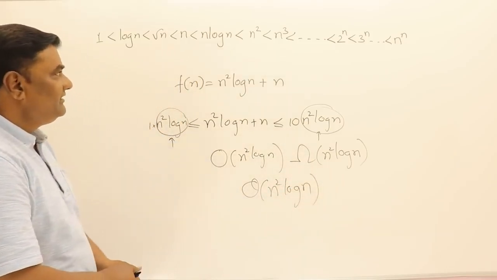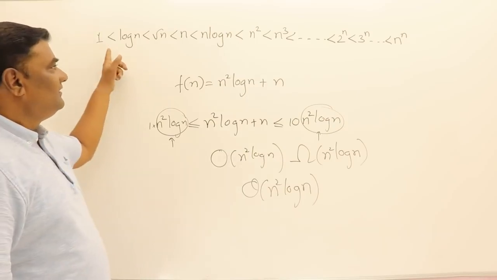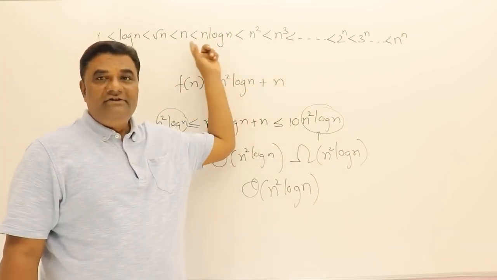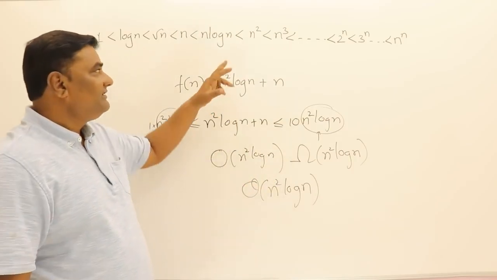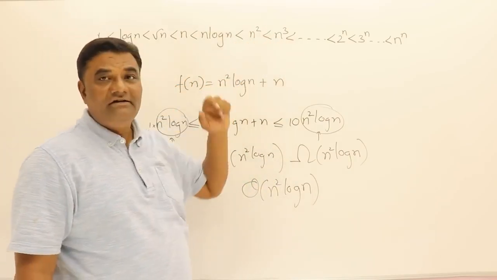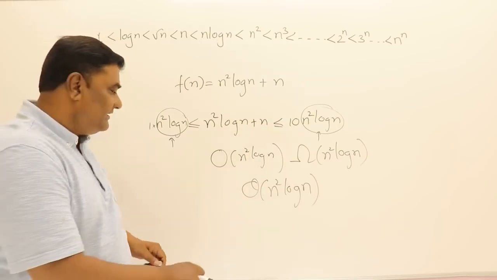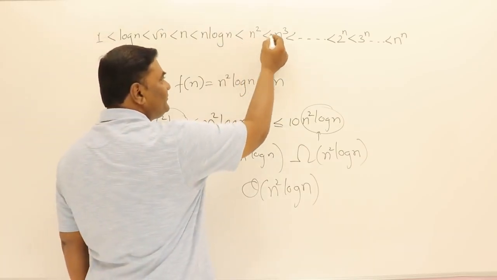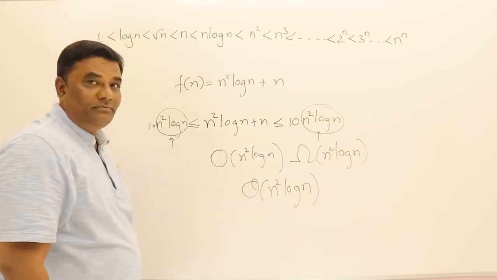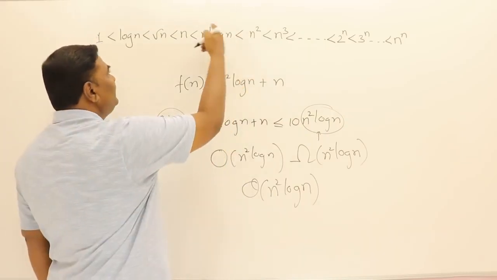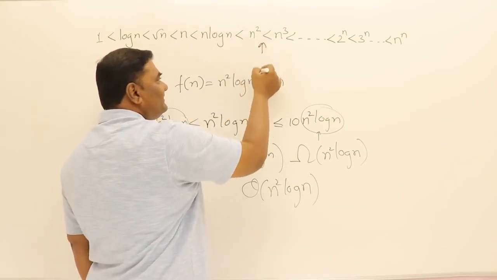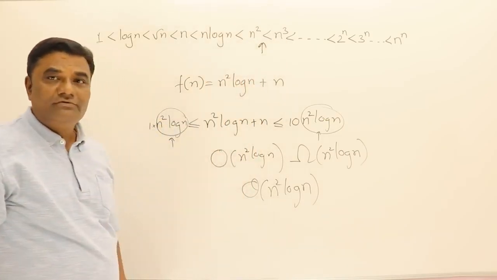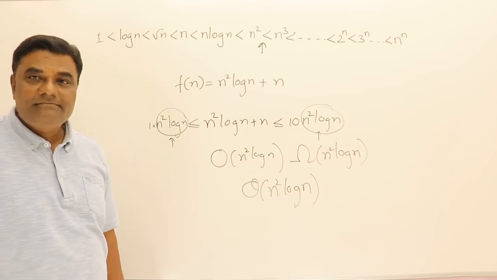Now if you observe in our orders, we have not written n square log n. But n square log n comes in between n square and n cube. n square log n is greater than n square but less than n cube. So this is the combination of n square and log n, and for this also you can specify a class here in between those two. You can mention a class.